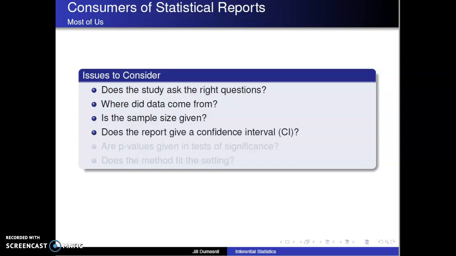Does the report give a confidence interval so that you can see both the estimated parameter and how uncertain those estimates are? Are p-values given in tests of significance to help you see that the findings are not just good luck? And does the method fit the setting? Statistical software will happily fit a straight line to curved data.